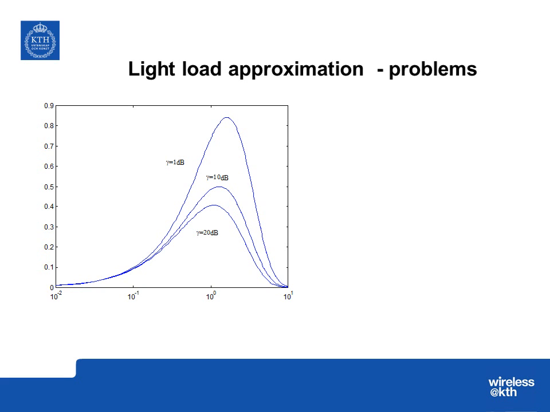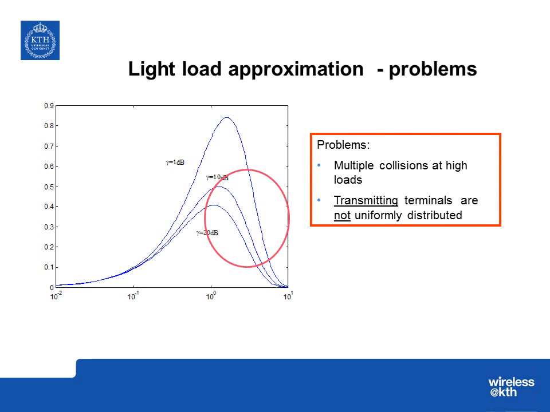So what are the potential problems with the light load approximation? Well, as the name indicates, it's a light load approximation, which means that in this region here, when the offered traffic is high, the number of colliding packets will definitely be larger than 2 in general. So our approximation doesn't really hold. So there will be multiple collisions at high load.